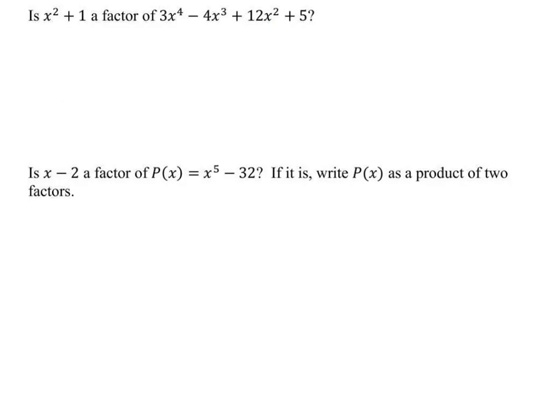Another way that you can be shown a long division type problem is if you're asked to do something like this. It says, is x squared plus 1 a factor of that polynomial? The way that you're going to do that is by setting up long division. So what they're asking you to do is this: 3x to the fourth minus 4x to the third plus 12x squared plus 5, divided by x squared plus 1. If x squared plus 1 is a factor of that polynomial, we will do that long division and wind up with a remainder of 0.